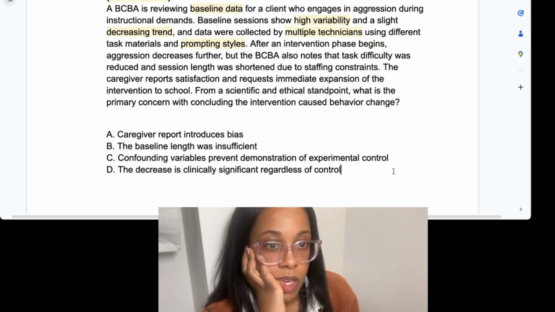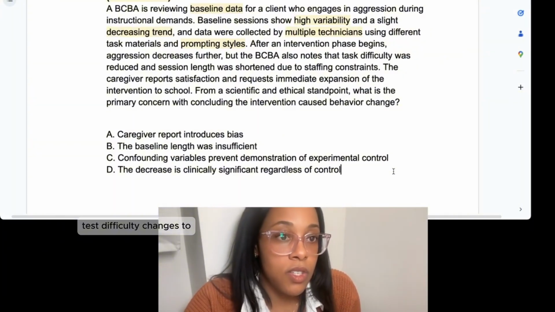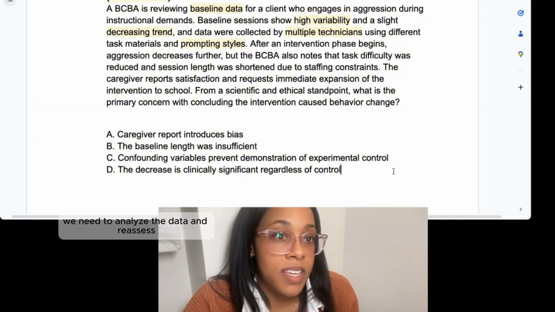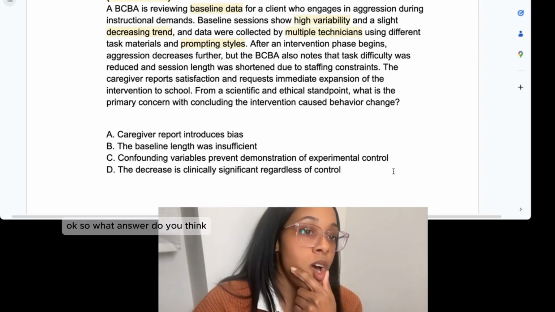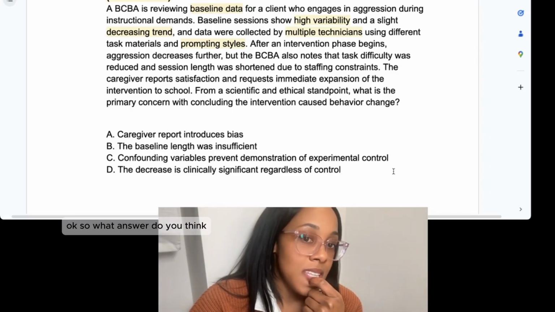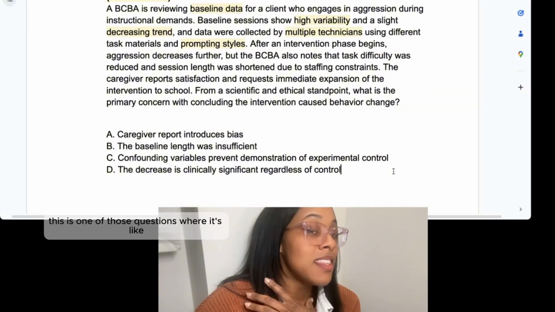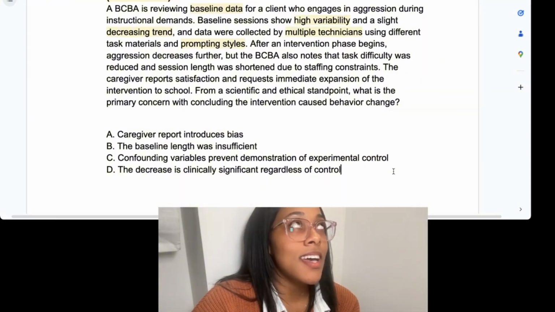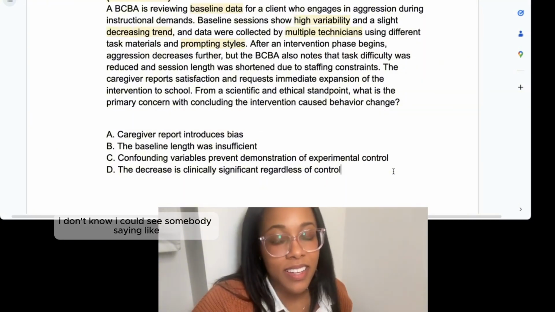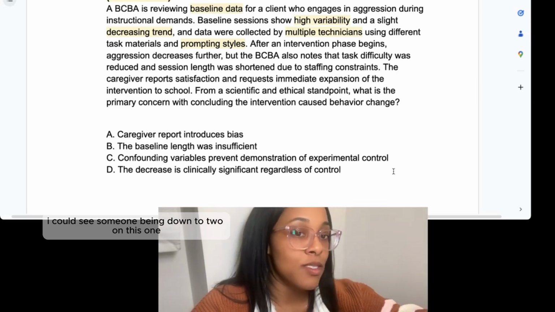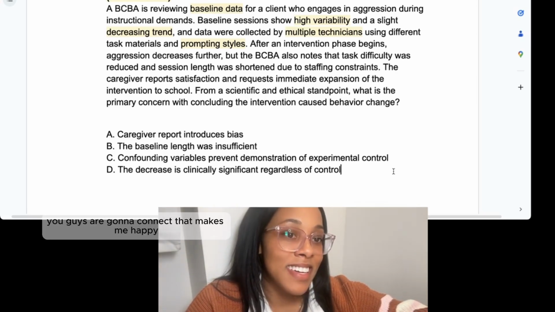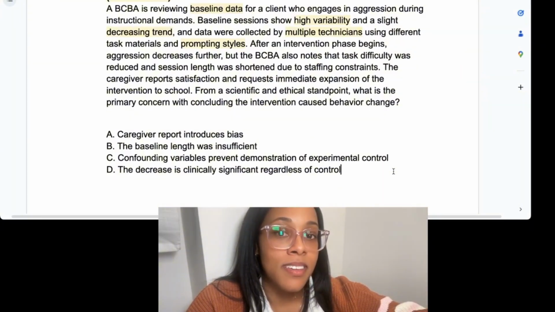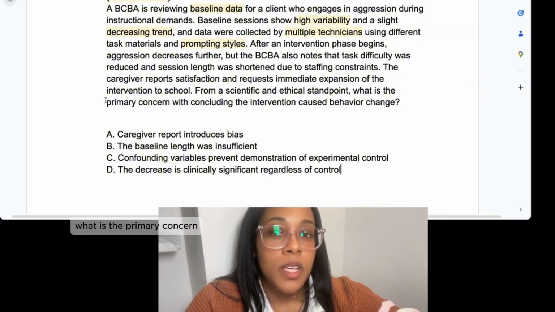Okay. Task difficulty changes, so we need to analyze the data and reassess. No internal validity. Ooh, I like the words you're using. Okay, so what answer do you think? Because to me, this is one of those questions where I could see someone being down to 2 on this one. Oh, yay, you guys are going to connect. That makes me happy. What is the primary concern?